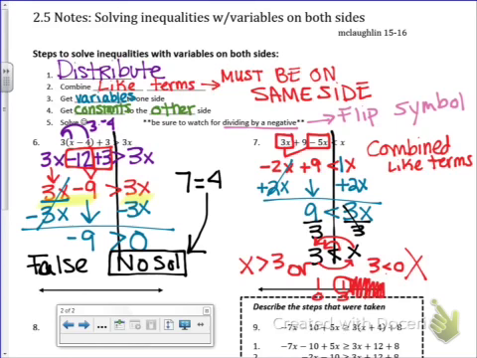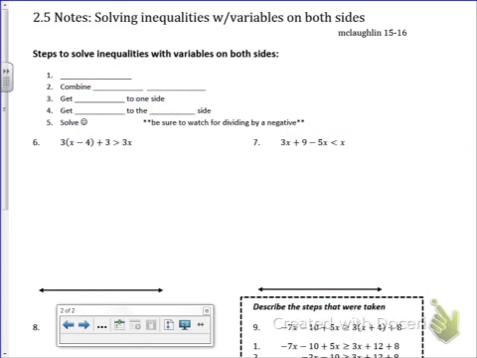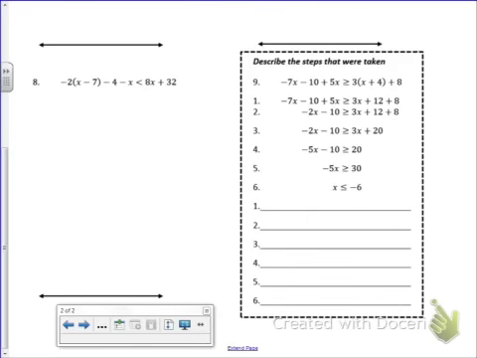Alright, we're going to go ahead and go on to the last 2 problems. So let me just scroll down here. Alright, there's a lot going on in number 8. Don't be too overwhelmed by it. Take it step by step.